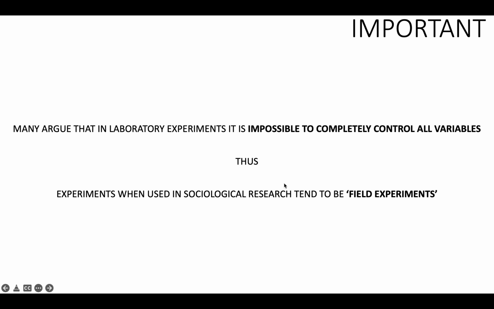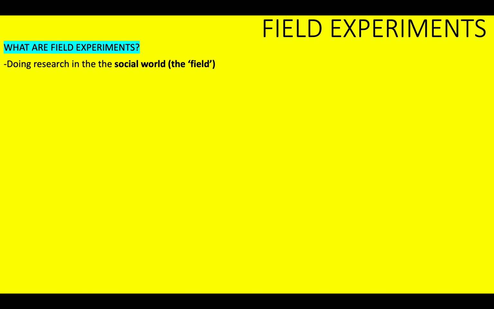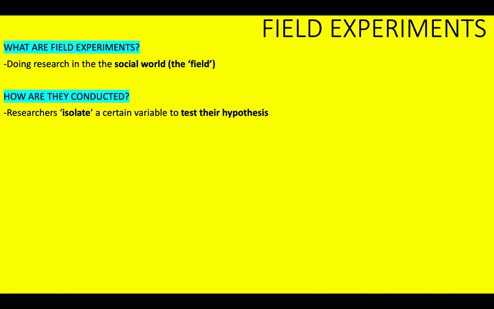So when experiments are used in sociology, we tend to use field experiments, if we do use them, because of this problem that lab experiments have. So let's look at field experiments now. What are they? It's when you do research in the social world, hence it's called the field, like the sociological world, okay? How are they conducted? Researchers isolate a certain variable to test a particular hypothesis.